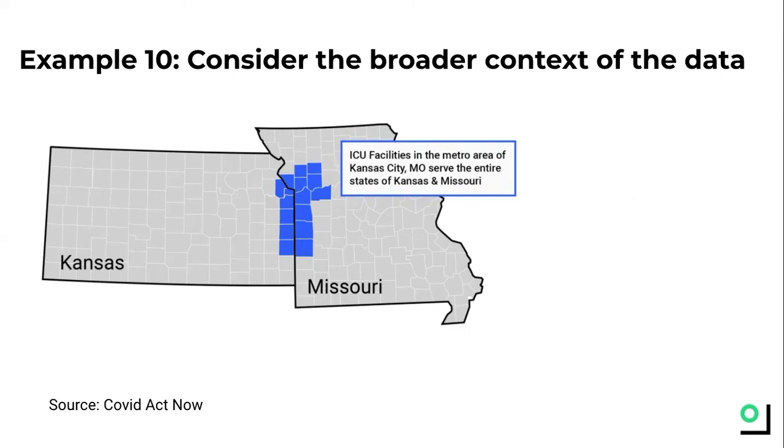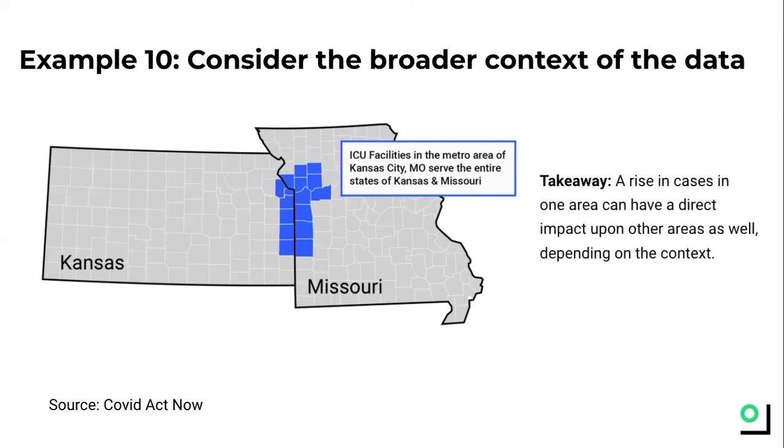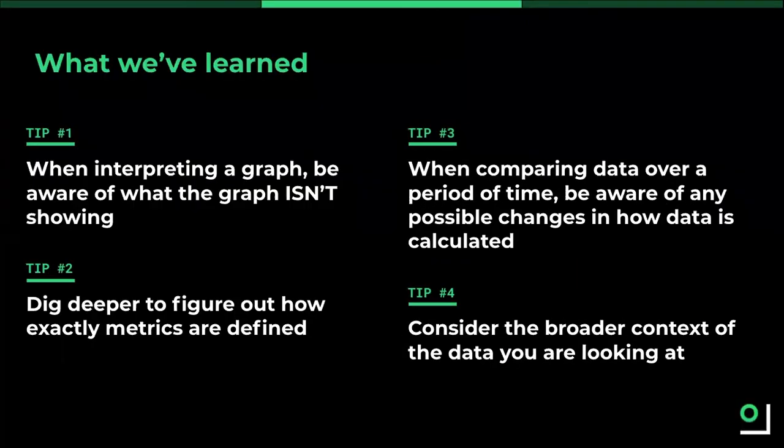Without knowing the broader context of ICU availability, you might assess COVID risk in each of these counties independently when they're actually closely related. Through the 4 tips and examples we've shared, we've discussed a number of ways that you can become a more confident, better informed consumer of COVID data.